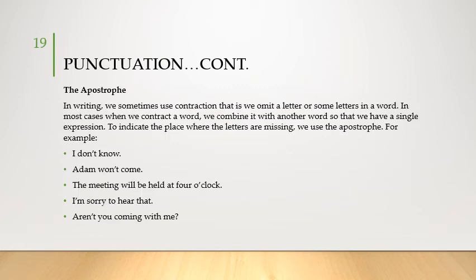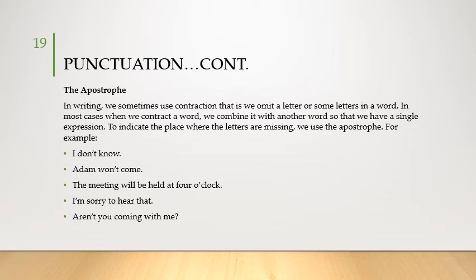We have the apostrophe, another punctuation mark. In writing, we sometimes use contraction, that is, we omit a letter or some letters in a word. In most cases, when we contract a word, we combine it with another word so that we have a single expression. To indicate the place where the letters are missing, we use the apostrophe. For example, I don't know. Don't is a contracted form of do not.